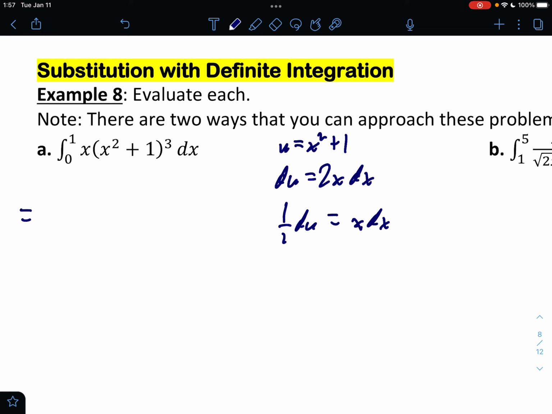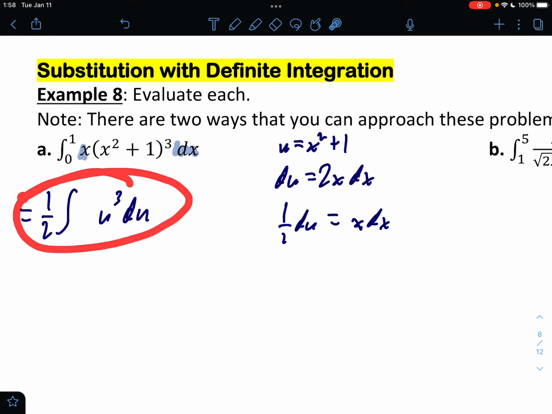And now my integral becomes 1/2 integral. Don't worry about the bounds yet. We'll get there in a second. x dx becomes du, well, 1/2 du, and we're left with u cubed du. All right, there's a reason why I did not put the bounds there. You cannot write 0 and 1 on the bounds. Those are x bounds, and there are no more x's left in our integral here, right?